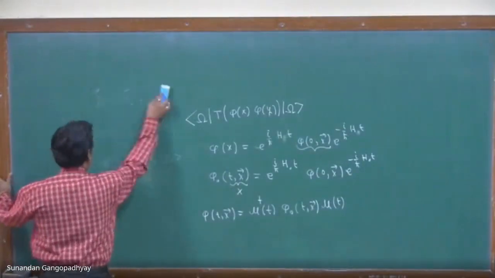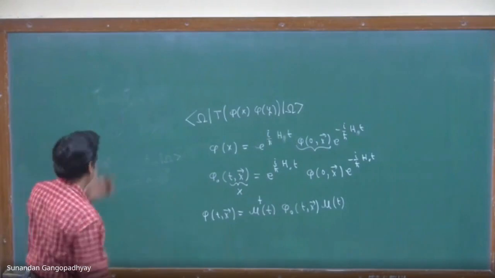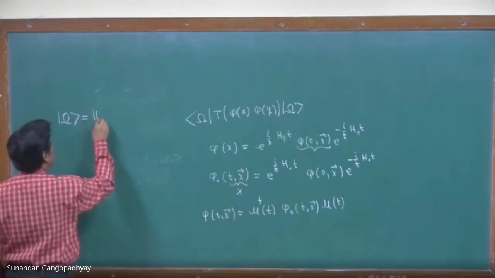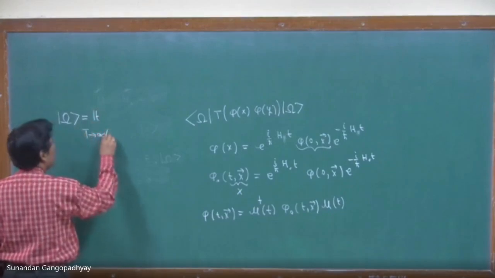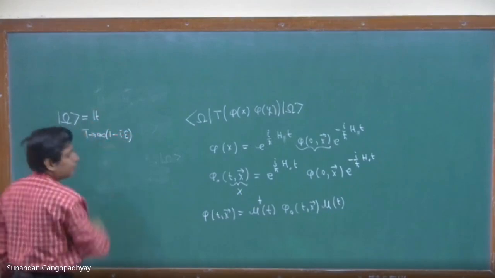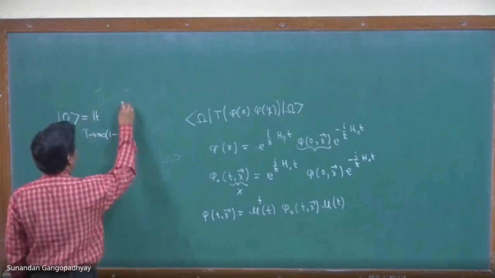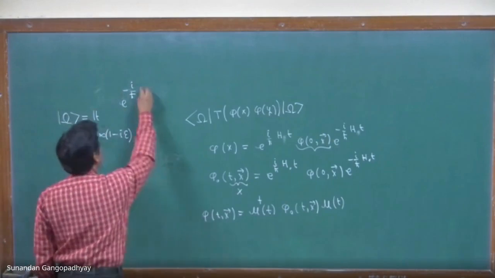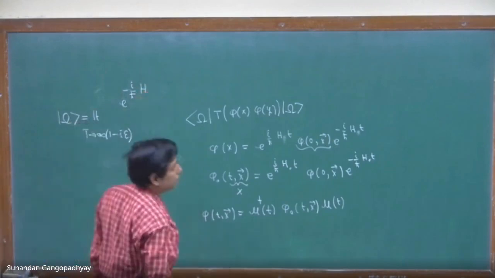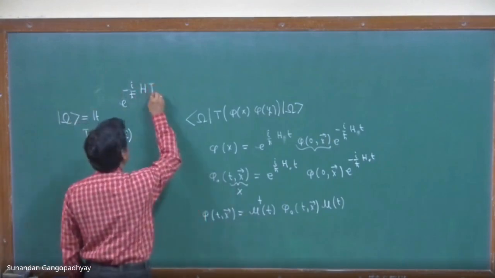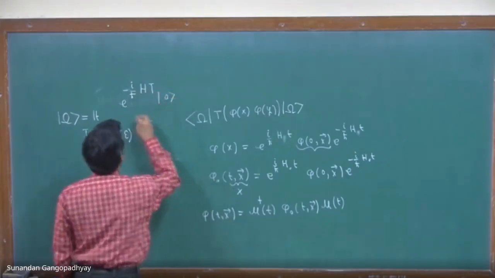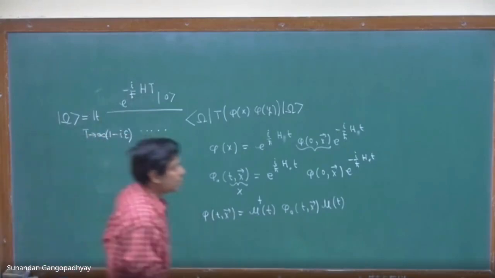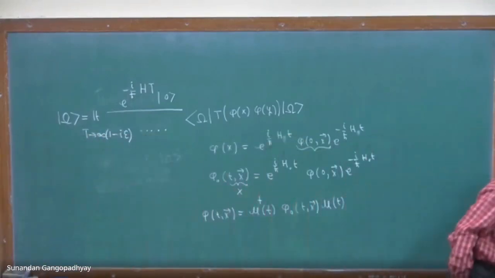So this we have already done in the previous class. Omega becomes limit t tends to infinity into 1 minus i epsilon. Then we have e to the power of minus i by h bar Hamiltonian t, 0 divided by some factor. Some factor means this part, this thing, and this part. This omega and 0 overlap.